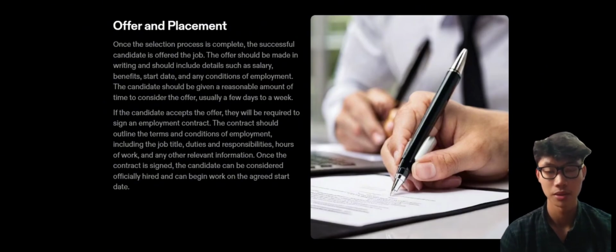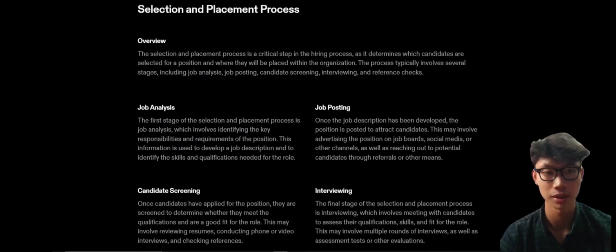Selection and placement process. Overview: the selection and placement process is a critical step in the hiring process, as it determines which candidates are selected for a position and where they will be placed within the organization. The process typically involves several steps, including job analysis, job posting, candidate screening, interview, and reference check.